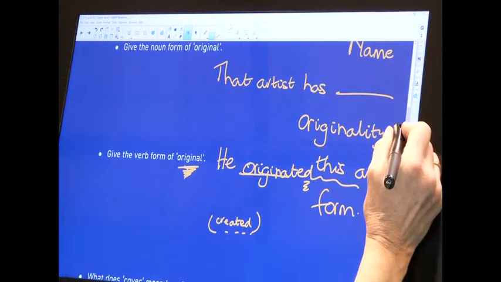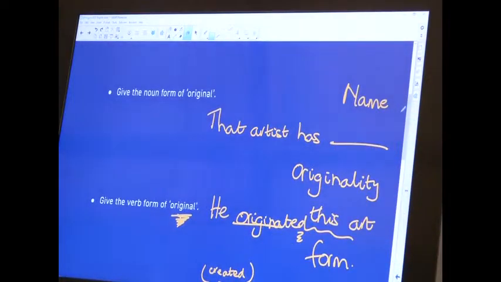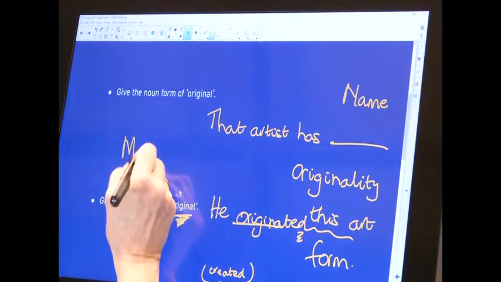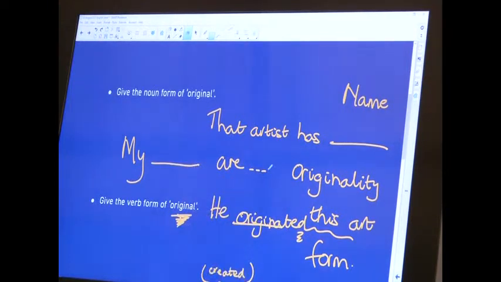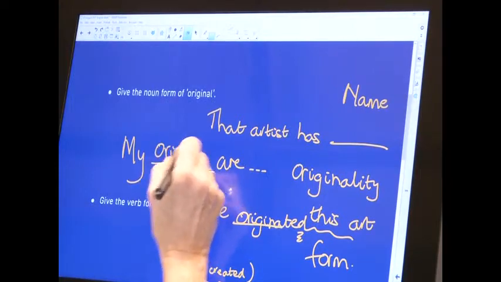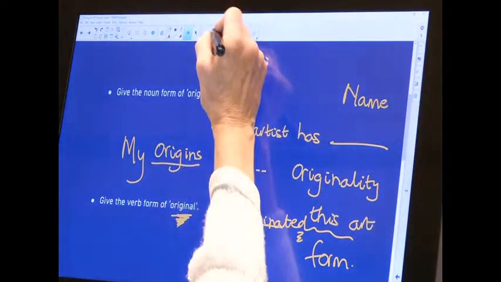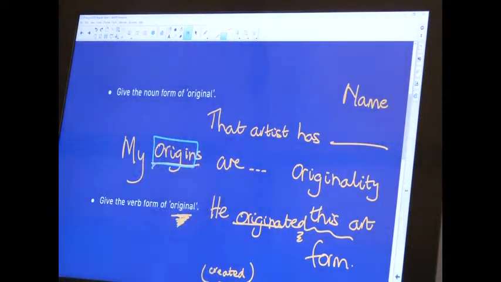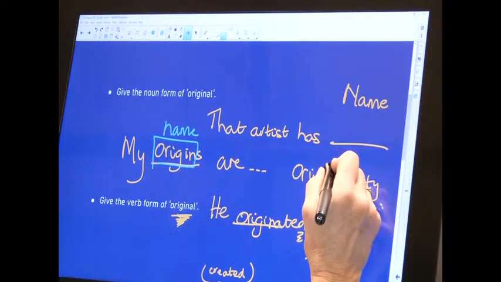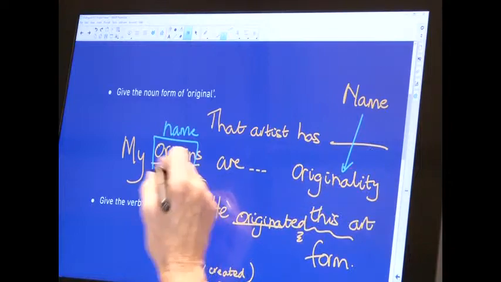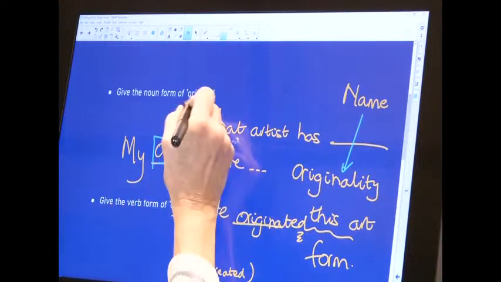So we've got originality, we've got originate, and then do memos offer other alternatives? Yes, because you could say something like my, are, meaning where you originally came from. So you wouldn't say my originality are, you'd say my origins. So origin, let me just bracket that part of it, that's another noun form. I'm naming something. Here I'm naming what he has, originality. Here I'm naming my origins, where I come from. But they're all related to this.